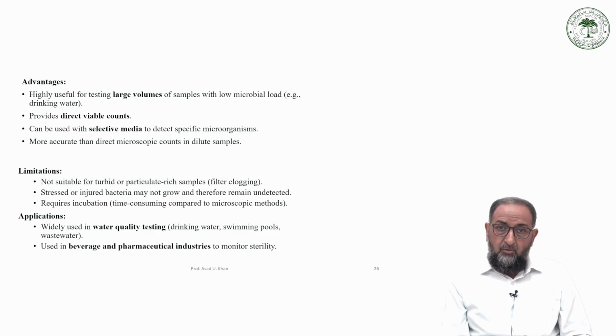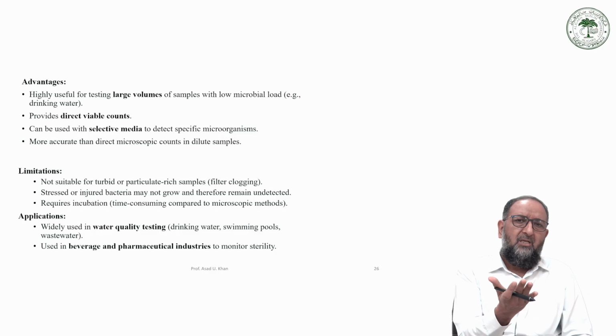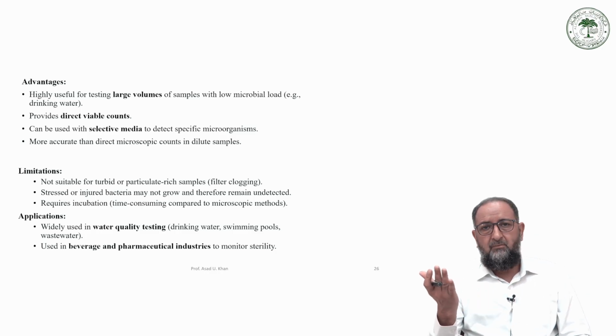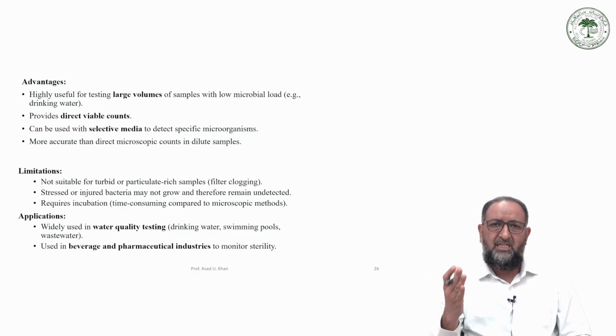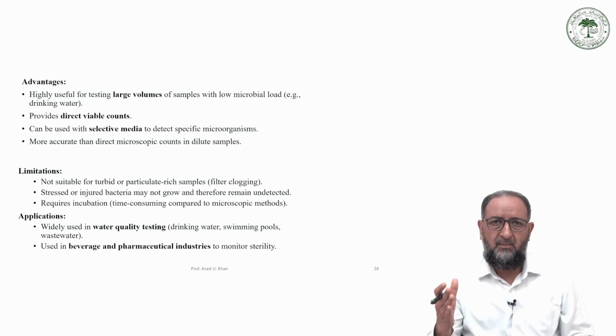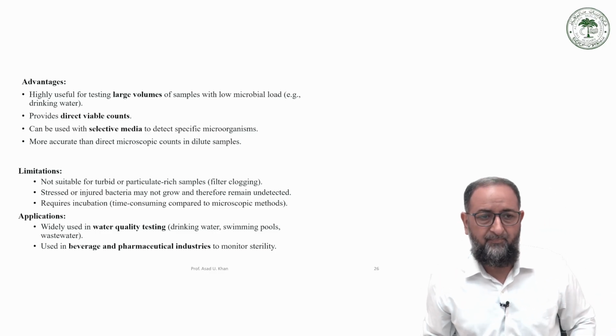It provides a direct viable count, and it can be used for selective media. Suppose you are using some selective media, so you can keep the filter on that selective media. If, for example, two different kinds of populations are present, then you need at least a differential media, which will provide only the selected colonies growing on that plate. So this is one advantage.